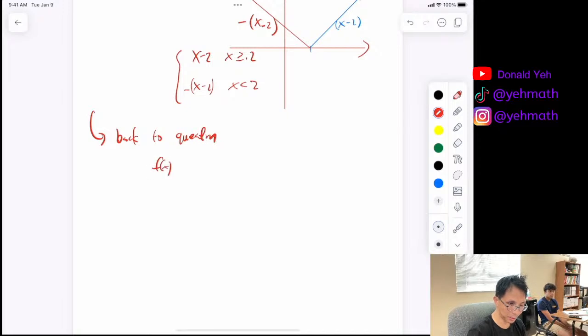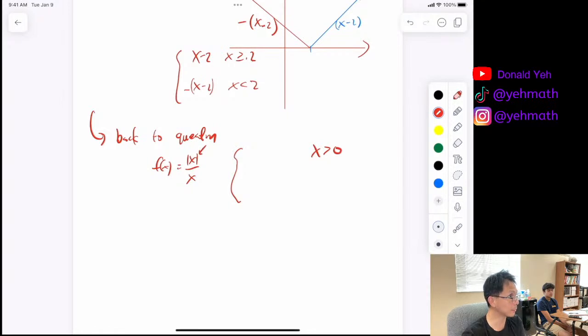f of x equals the absolute value of x over x. Then I can write it as two functions, can I? If I write it as two functions, it's going to be a piecewise function. When x is greater than 0, the absolute value of x changes into just positive x over x. Does that make sense? When x is less than 0, it's going to be negative x over x, because it's going to be the negative version of the absolute value.